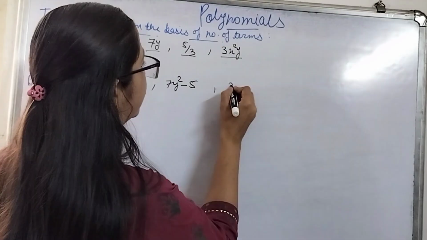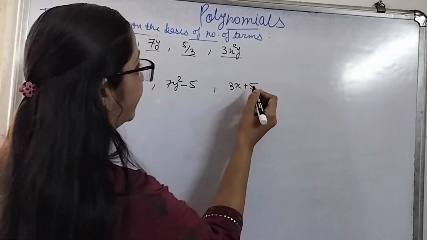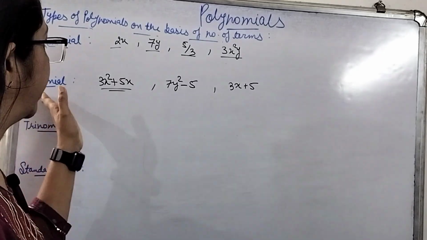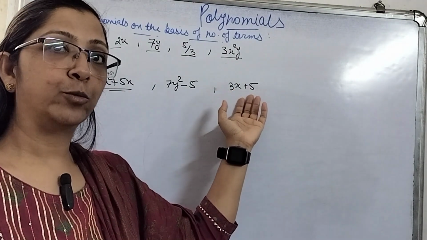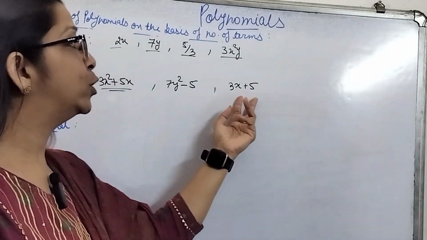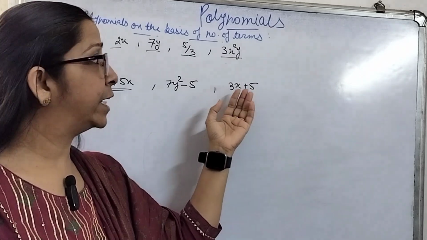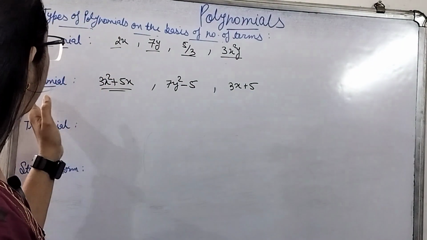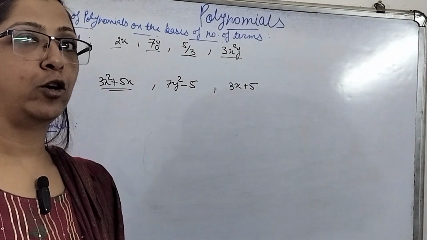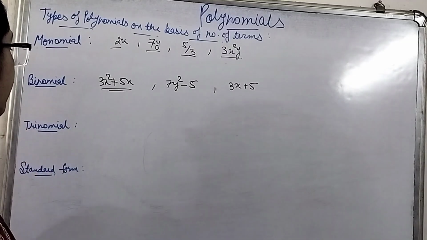Another could be 3x + 5. It is also a binomial because the number of terms is 2. So whenever we have two non-zero terms in a polynomial, then such polynomials are known as binomial. Now let's see what is trinomial.